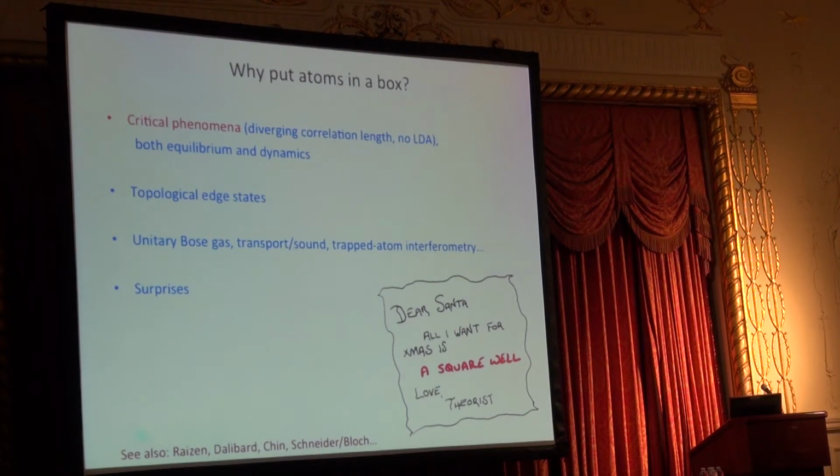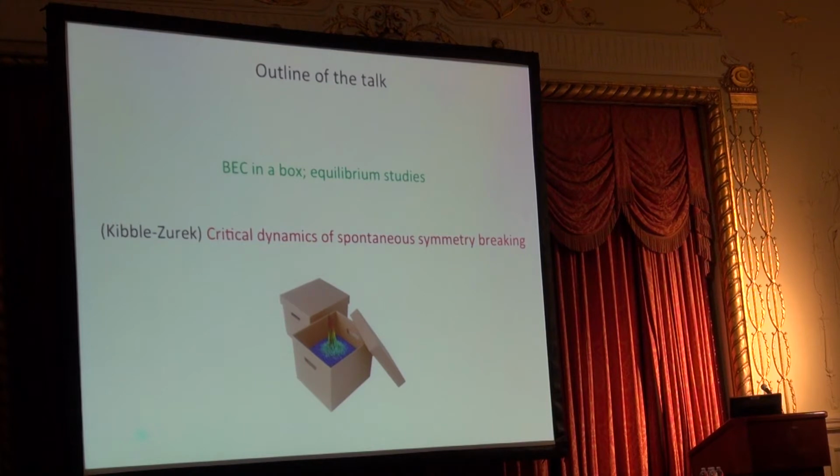Okay, so today I'm going to go relatively quickly over how we make and characterize BEC in a box potential in equilibrium. And then for most of the talk, I want to focus on one recent experiment on the Kibble-Zurek critical dynamics of spontaneous symmetry breaking in a homogeneous system. I'll try to do this justice because I think it's the first major thing done in a box potential that is fundamentally different and could not be done in an inhomogeneous harmonically trapped gas.